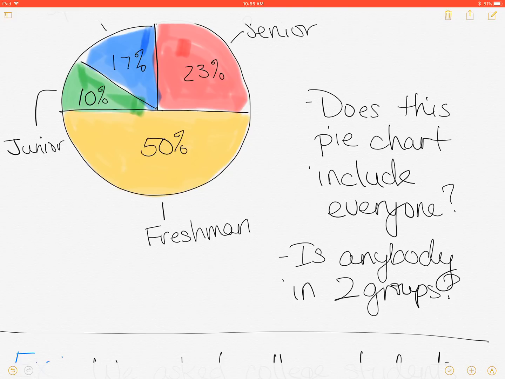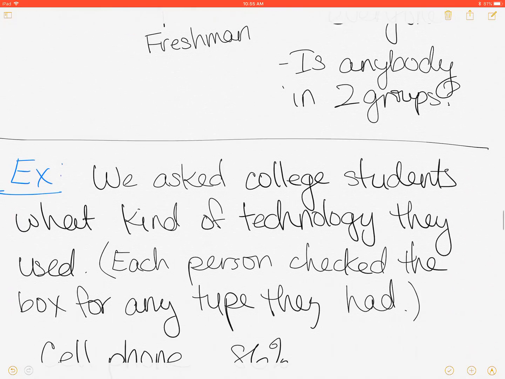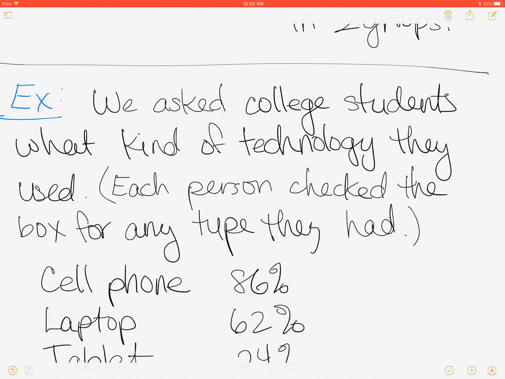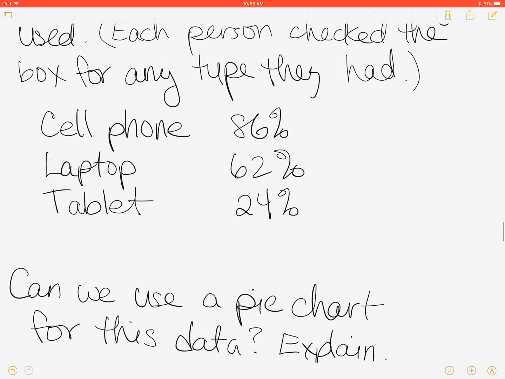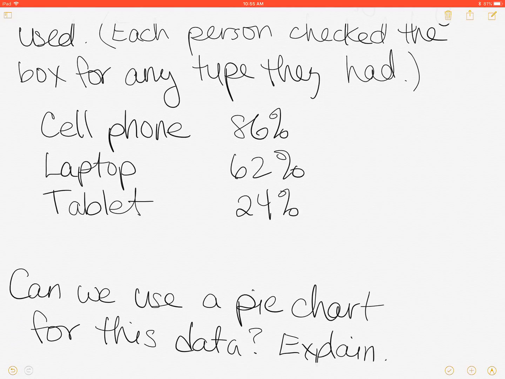So let's look at some examples of other kinds of data. We asked college students what kind of technology they used. Each person checked the box for any type they had. And we asked about cell phones, laptops, and tablets. So of the people we asked, 86% of them had cell phones, 62% of them had laptops, and 24% of them had tablets. Can we use a pie chart for this data?